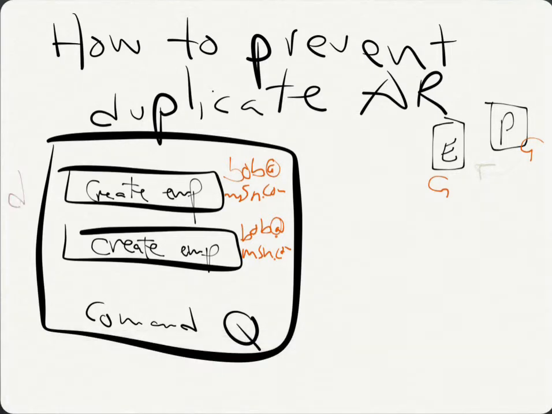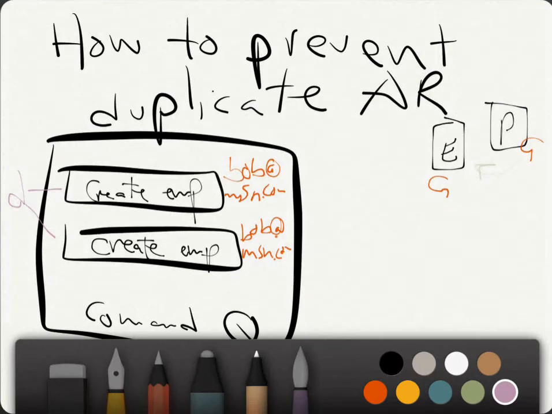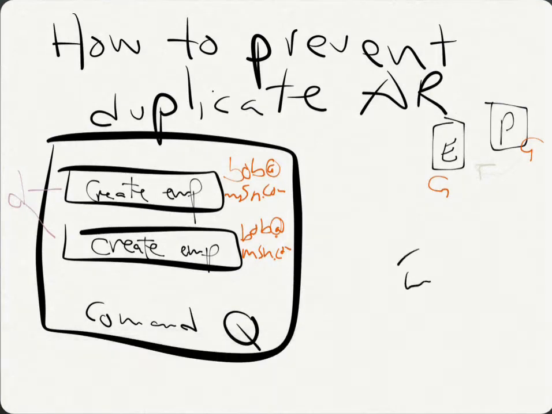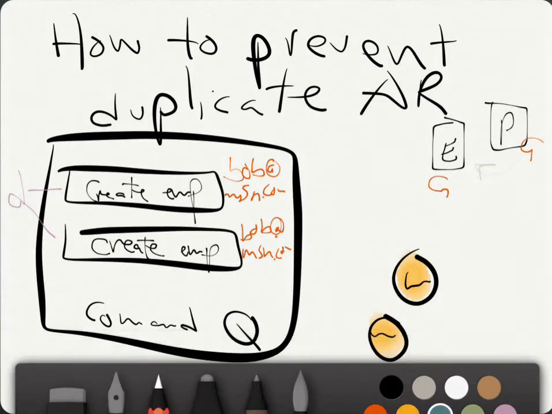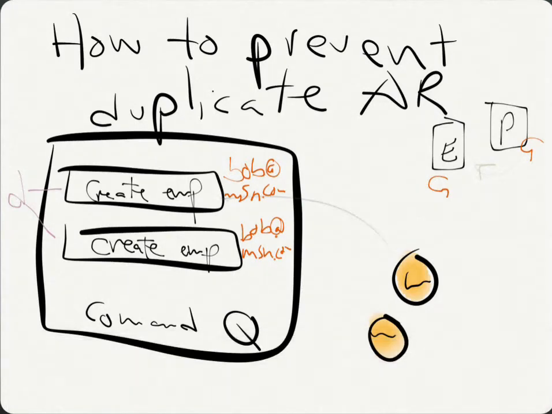What we don't want is two different command handlers. Let's say two workers come along. We don't want worker one to get this off the queue and start working, and then worker two to get this off the queue and start working, and all of a sudden we commit two different aggregate roots. That's bad. So how can we prevent that?